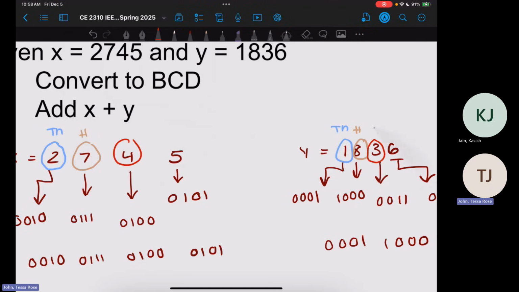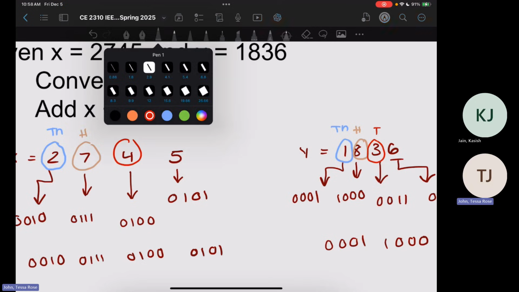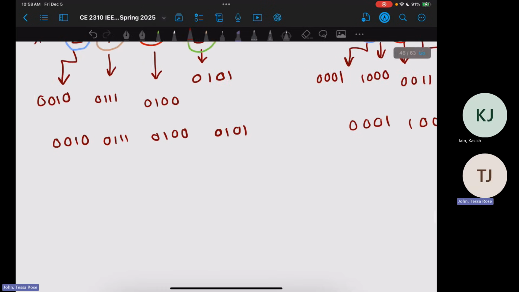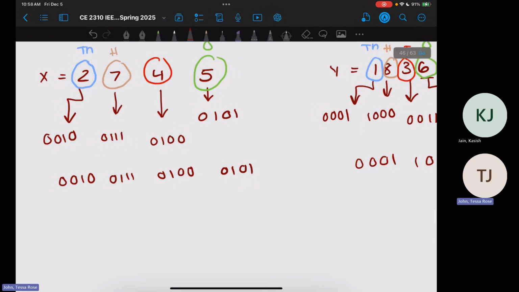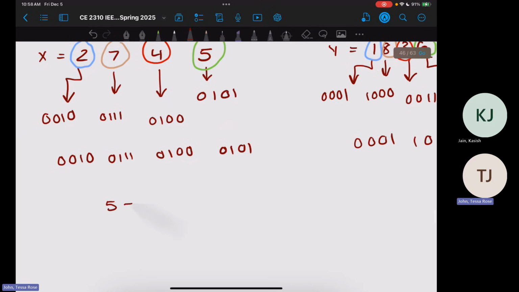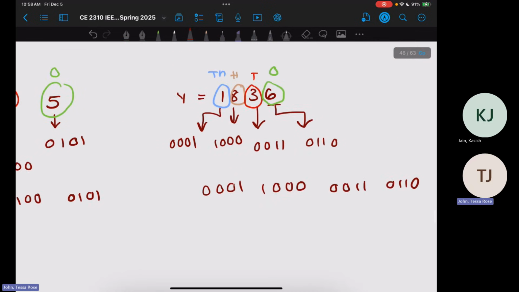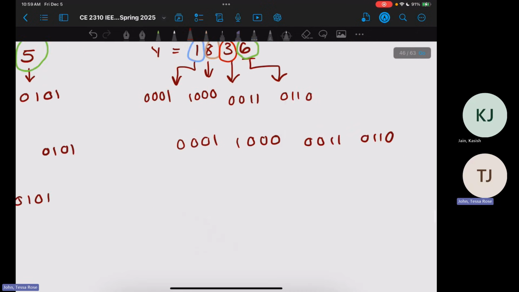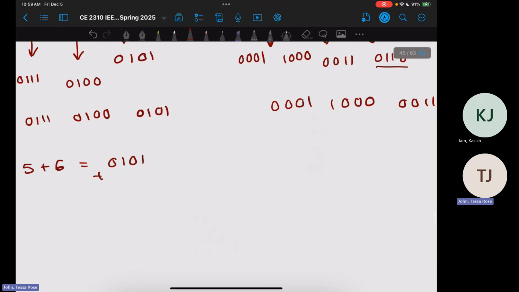4 and 3 is in the tens place, and then 5 and 6 is in the ones place, okay? So it's good to do that so that you don't get confused. So let's start off with the ones place, right? So we're going to add 5 plus 6. Our 5 value that we got is 0, 1, 0, 1, plus our 6 value is 0, 1, 1, 0.